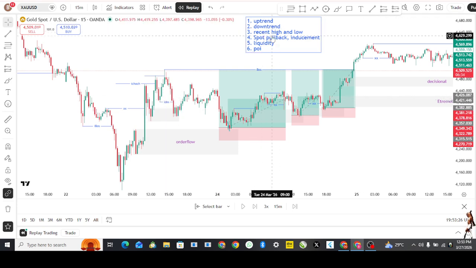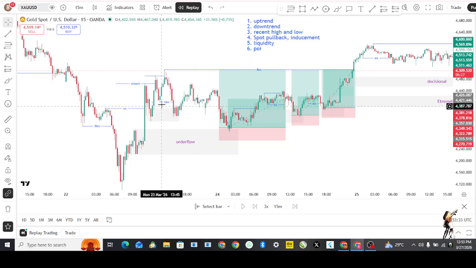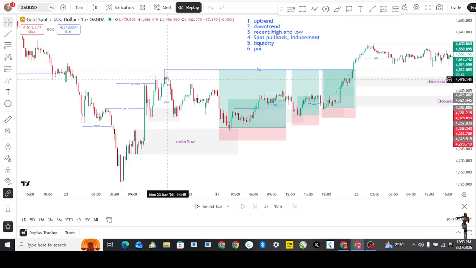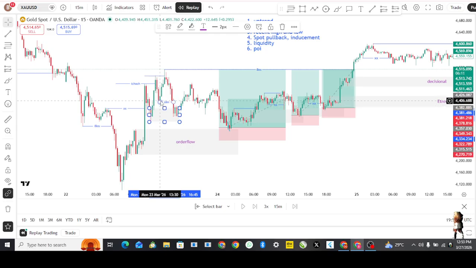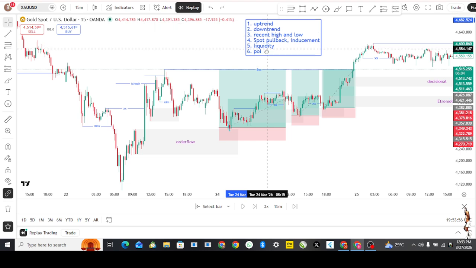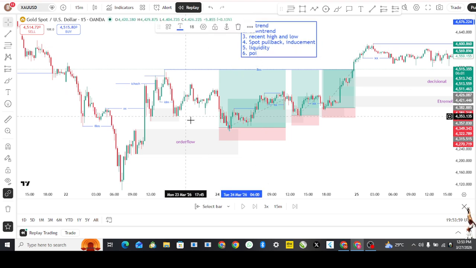And after you identify your recent low or recent high, what else again? You look at our spot pullback, which is the inducement. That is why we spot this pullback here, because this pullback took the high of this candle, swept the high of this candle before coming back to take the inducement. And here is a smart money trap, because this first pullback, this first low, then this second one becomes your liquidity.